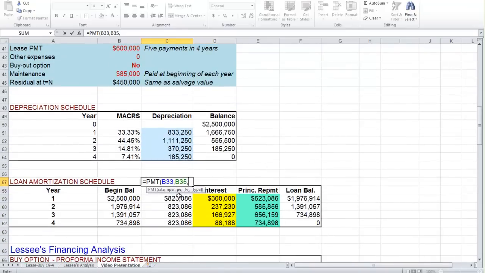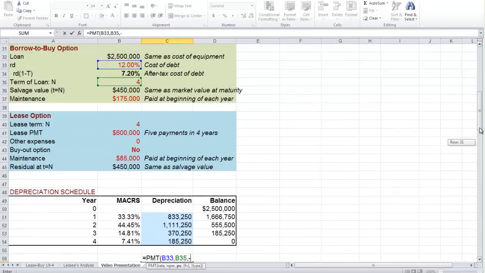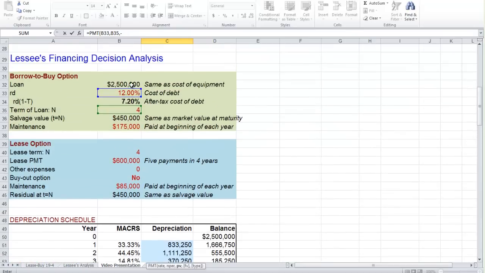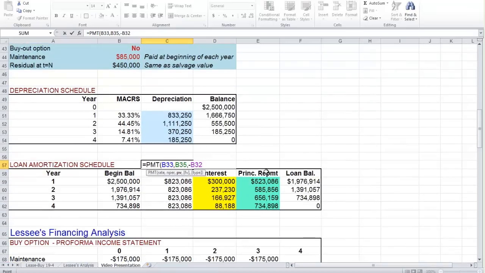Finally, it prompts me for present value, which is the loan amount. It's always wise to reference present value figures with a negative. So I'm going to type negative. That way, my calculated results will come out positive. So I hit negative, and then I go up here and click on the loan amount. And then I close parentheses because these additional inputs here are optional.